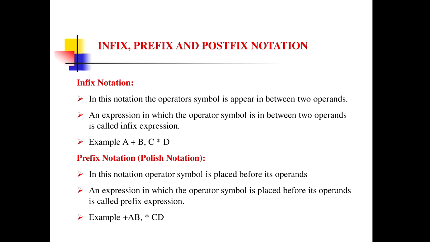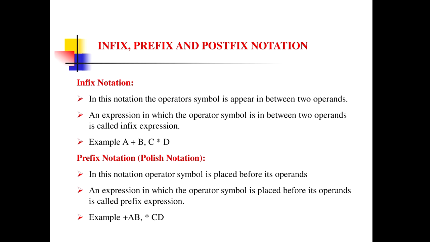In means between. The operator symbol is placed in between the operands. The next term is prefix notation. It is also called the Polish notation. In this notation, the operator symbol is placed before its operand. Pre means before, and therefore the operator symbol is placed before all its operands. And the expression in which the operator symbol is placed before its operand is called a prefix expression.